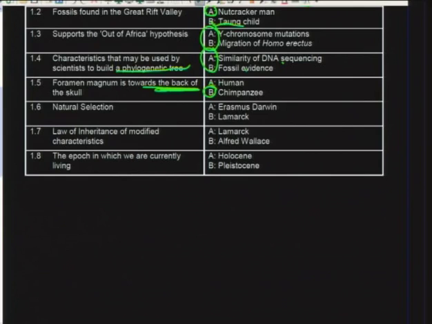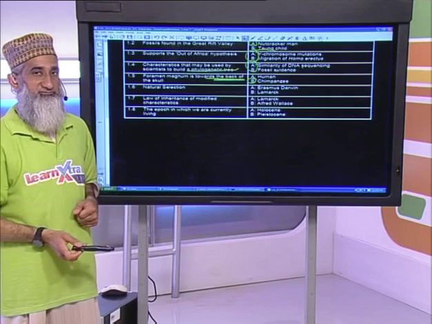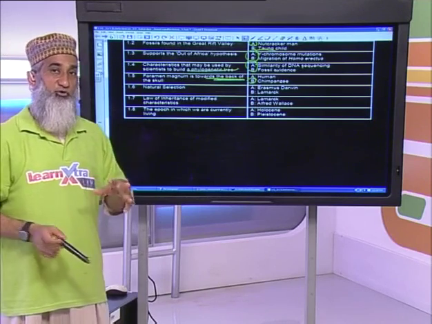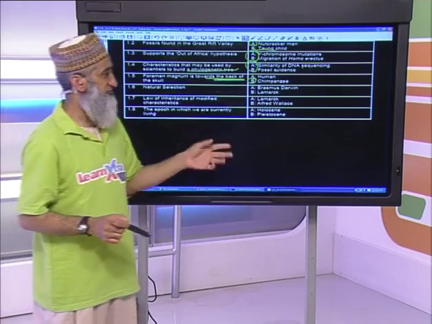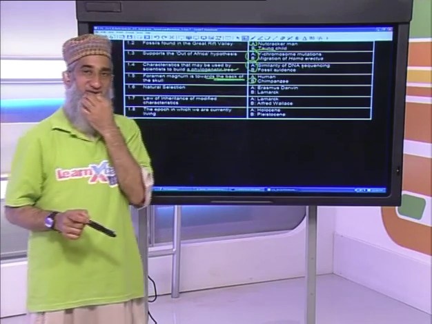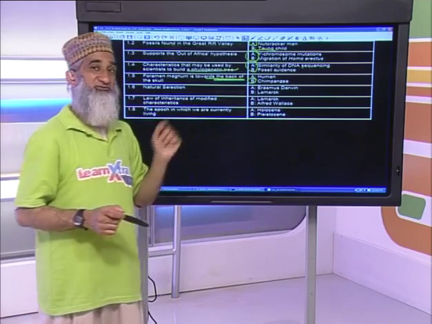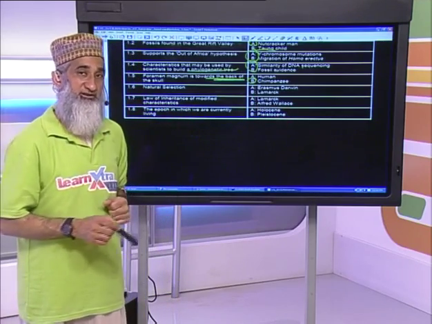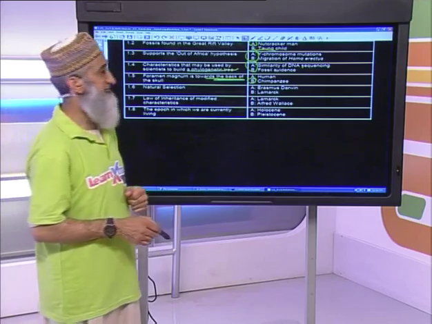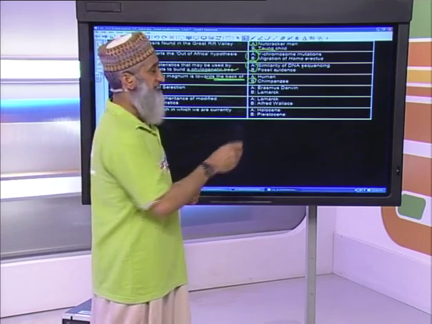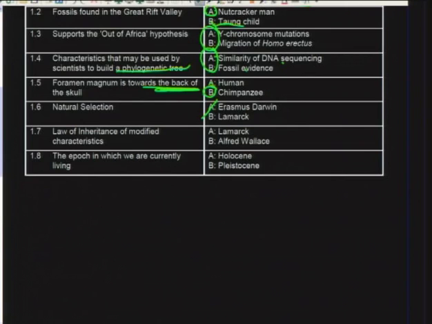Natural selection, Erasmus Darwin or Lamarck. There's a catch. You know very well that it can't be Lamarck, so you knock him out, but then that's Darwin. But notice the word that we use, Erasmus Darwin. So Erasmus Darwin did not propose the theory of natural selection. It was his grandson, Charles Darwin. So it is neither A nor B, none of them.